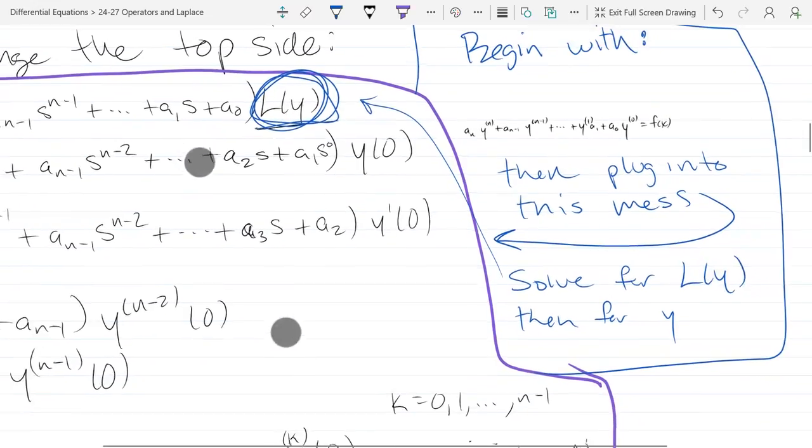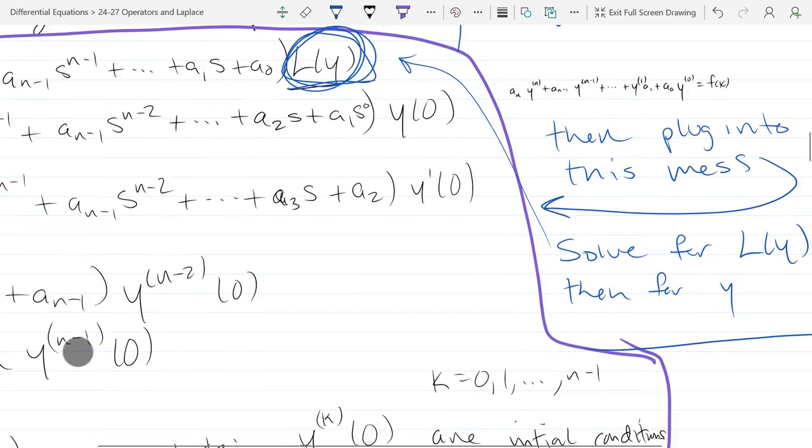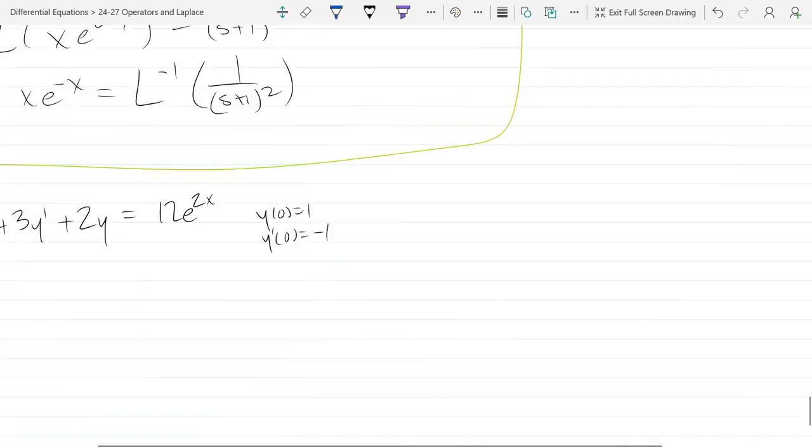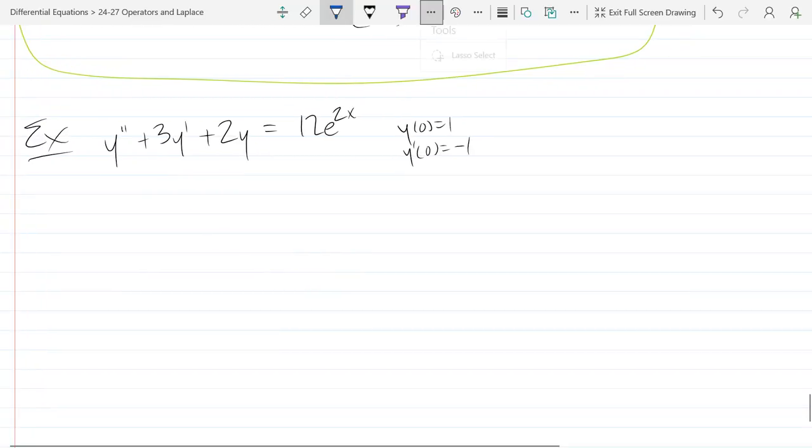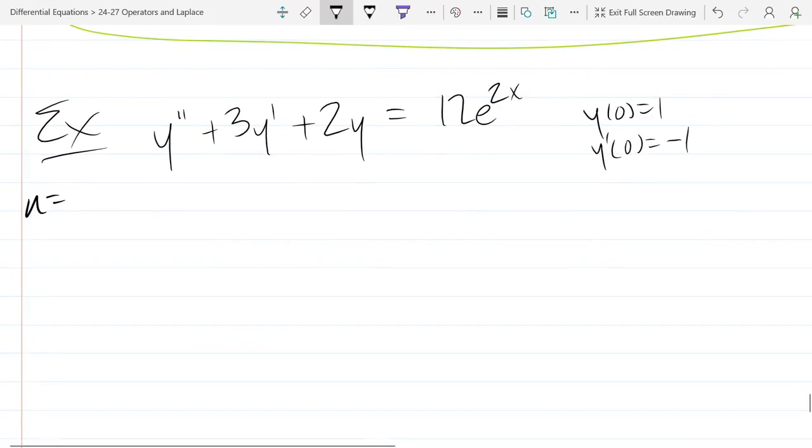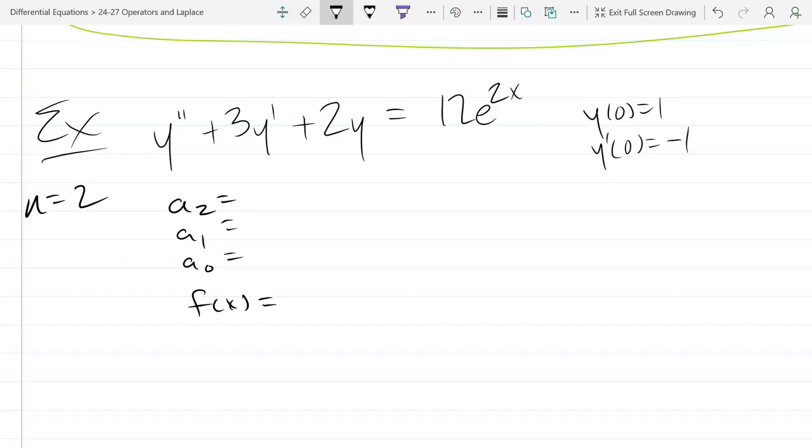You can probably write that in a better form on your cheat sheet. Okay. So we're going to write down the different a values and our function. When I write n is 2, that's the degree. It won't necessarily correspond to when I jump to that table at the end. I could very well have different n values, but our degree is 2. And a2, a1, a0, and we need our f function. So a2 is 1, a1 is 3, and a0 is 2, f of x is 12e to the 2x.